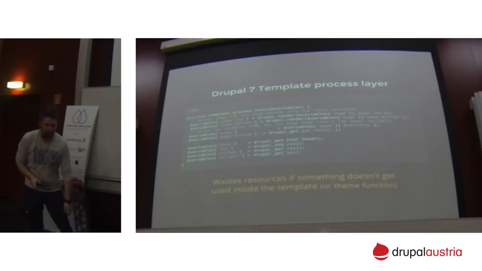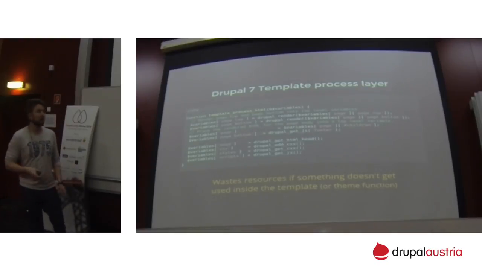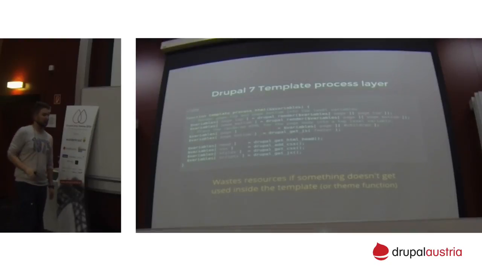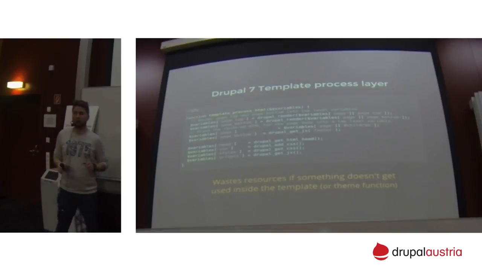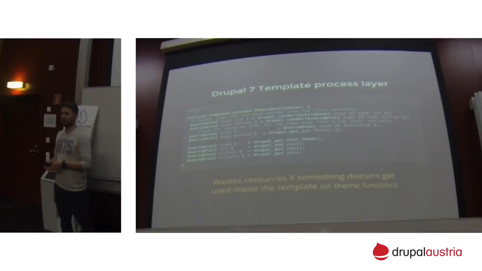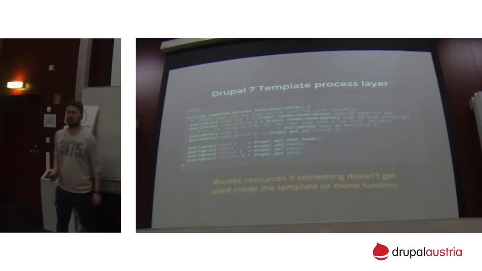The other problem this causes is we are in the process layer. We don't know what's going to happen in the template. So here we are rendering the page top and page bottom, even though we don't know if it's actually ever going to be used in the template. And this happens every time an HTML template is being used. So if someone decides not to print page top and page bottom, we just render them for no reason. That doesn't make any sense.